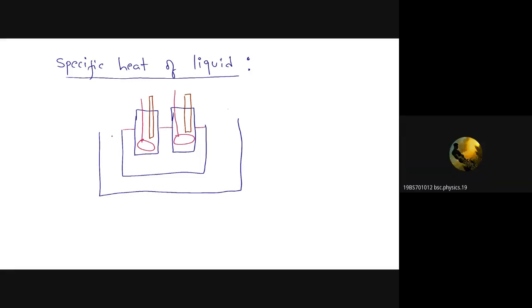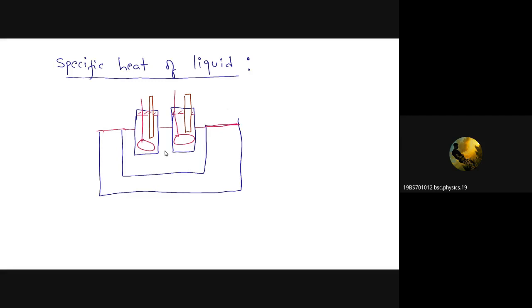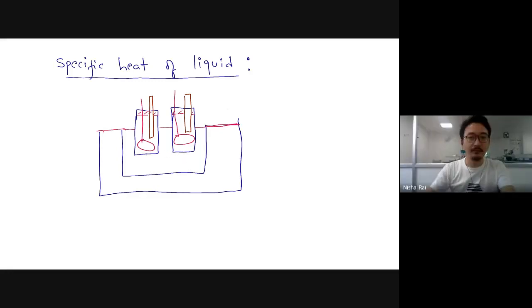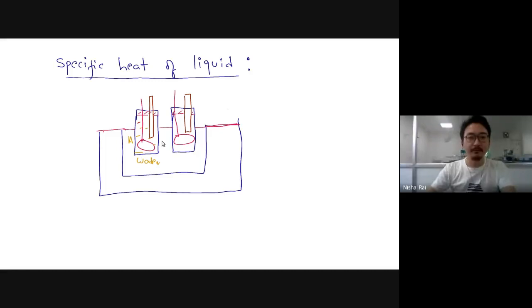From the outside, like this, this will insulate it. And the lid has been covered like this. Is the diagram clear? Water will also be there. Inside, let's say there is water over here. This is called A. And in the other, let's say we have some liquid, we don't know which. This is B, where you have the liquid. Is the diagram clear?